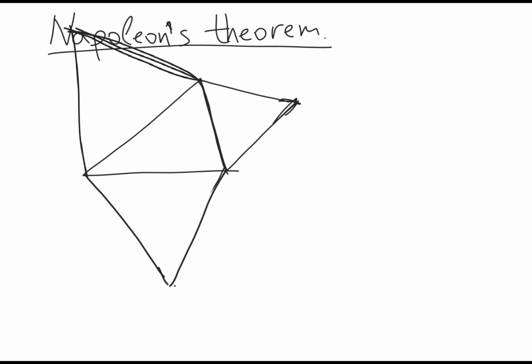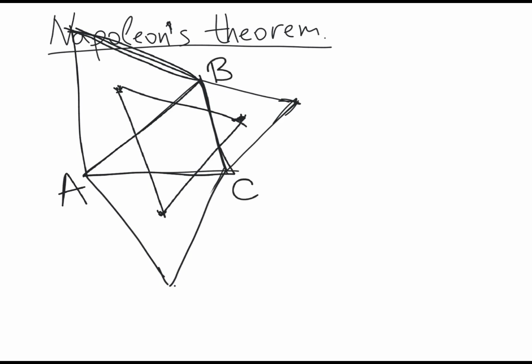the centers of these triangles. So these are three equilateral triangles. But the initial triangle was arbitrary. It can be any triangle. So the centers of these triangles themselves form an equilateral triangle. So this triangle is equilateral. So let's write this.